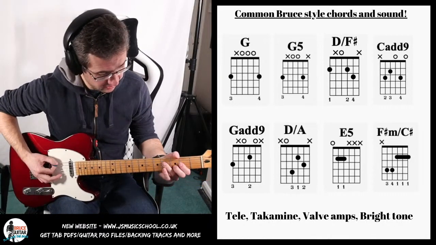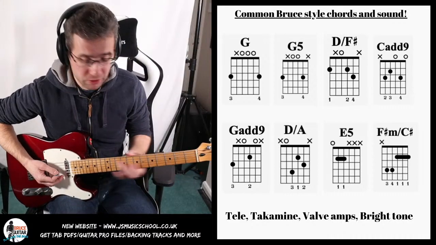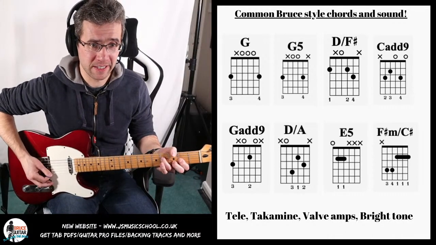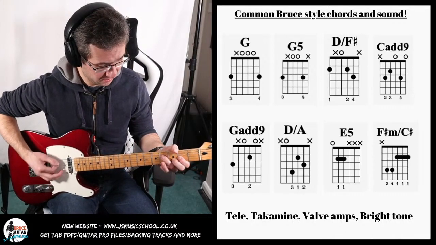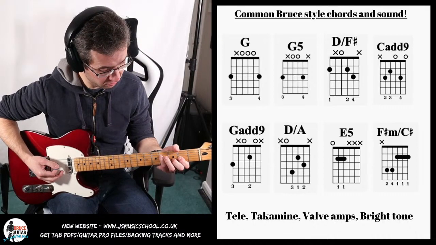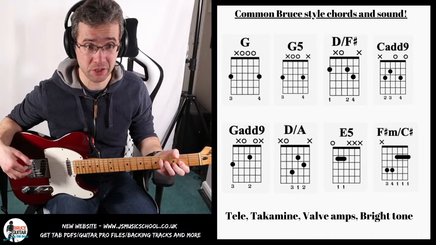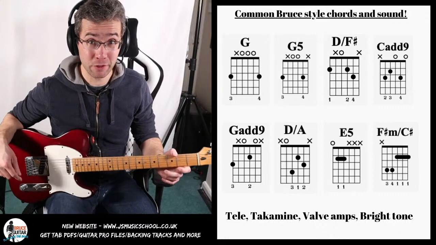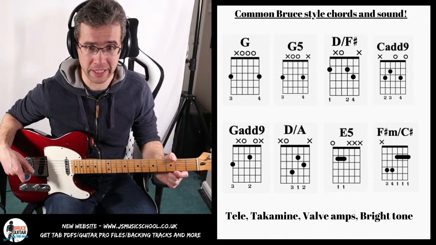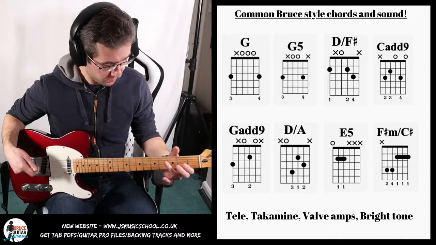D over A. I'm using my third finger, Ralph, there. But you could use the little finger as well if you wanted to. He does use his little finger more than a lot of people, I think. So, okay, so that's D over A.